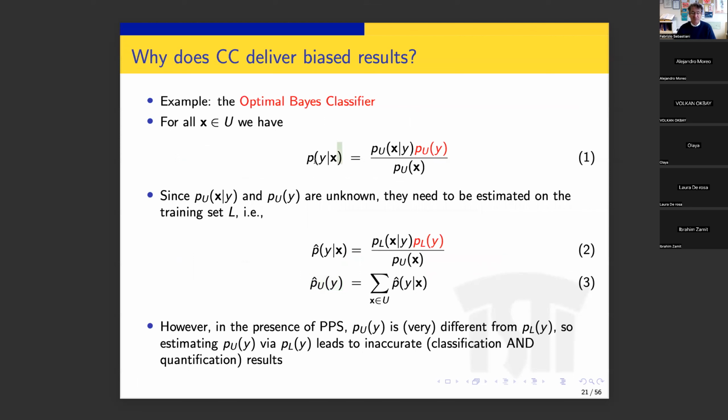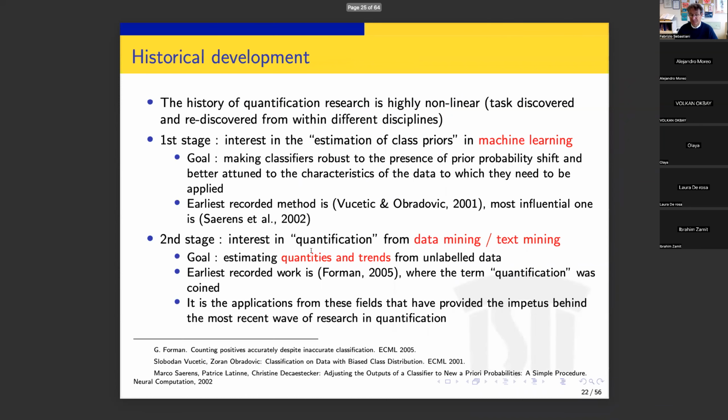Indeed, in this case, if we have the optimal Bayes classifier, and if we can do quantification, say estimate PU of y better than by simply replacing it with PL of y, we can replace PL of y with a better estimate, which means making a better probabilistic classifier. So this was the main interest on the part of machine learning people. This trend started at the beginning of the year 2000, and the most influential work is this paper by Marco Saerens and colleagues, Adjusting the Outputs of a Classifier to New A Priori Probabilities. This introduces the SLD algorithm, also sometimes called EMQ, which Alejandro will explain to you.